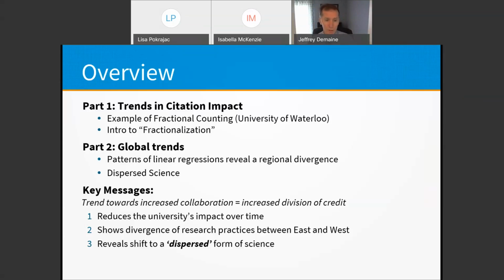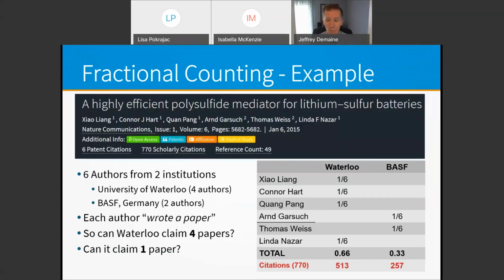So there's really two parts to my talk today, the trends in citation impact. I'm going to give an example of what fractional counting looks like and really dig into the data specifically about the University of Waterloo, because I used to work there and they're our host today. And so I'll pick on Waterloo. And then in part two, I'm going to take a step even further back and talk about global trends in research and what fractionalization can tell us about that.